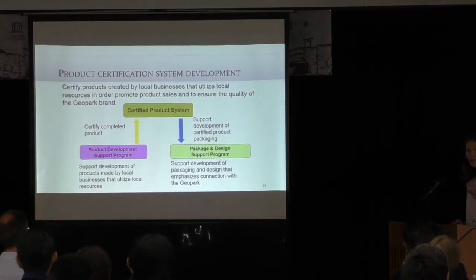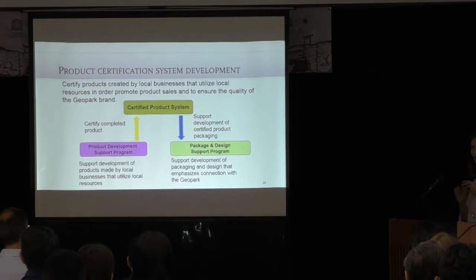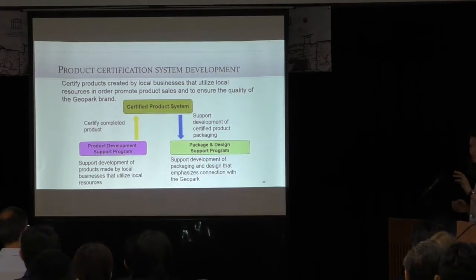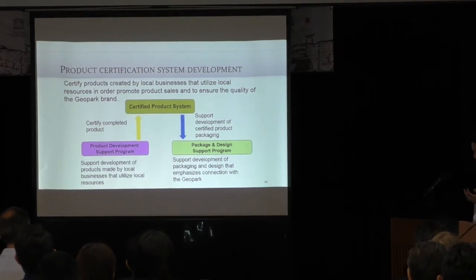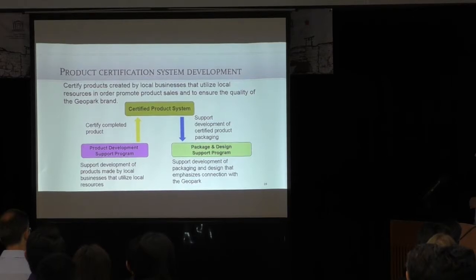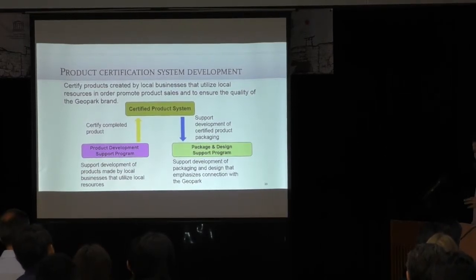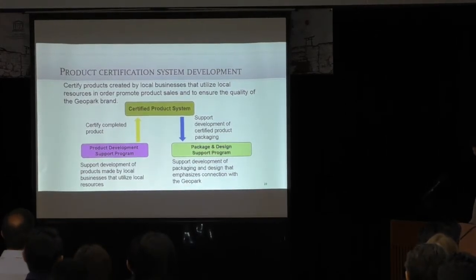I'm not sure whether any of you have been to the local souvenir shops, but many local products are just sold in very plain foil packages with a Japanese title. So basically, they don't catch the eye. Let's say they're not appealing. So through that packaging and design support program, we hope to help the local people, small businesses or individuals that are selling the local products to have a more appealing design for the packaging.